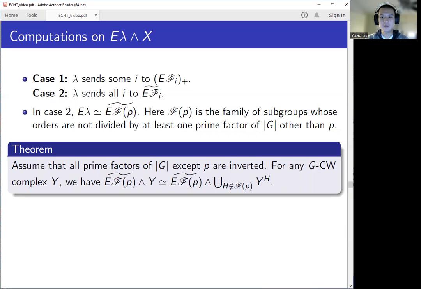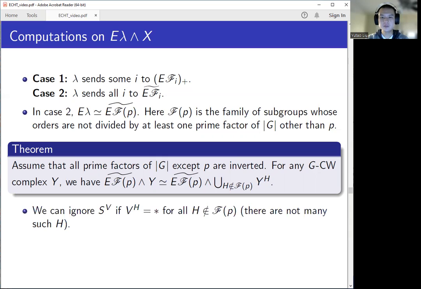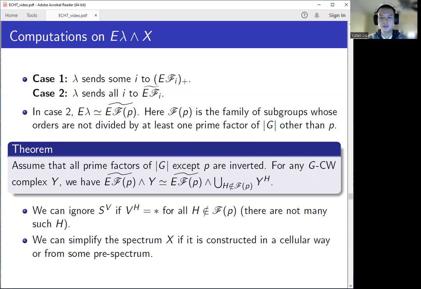There are two ways to apply this theorem. First, we can reduce the number of irreducible representations, since some of the representation spheres will be equivalent to S0 after smashing with E lambda. Second, we can simplify the spectrum X if it comes from some cell complex, or more generally, if it is constructed from some pre-spectrum. The method we use for case 2 is less general compared to case 1, but it still works for special choices of X.